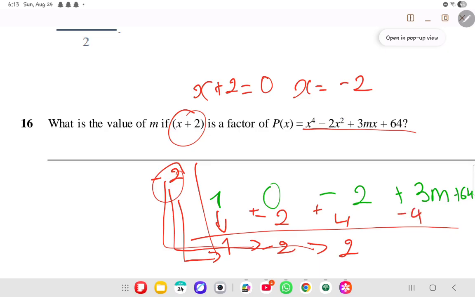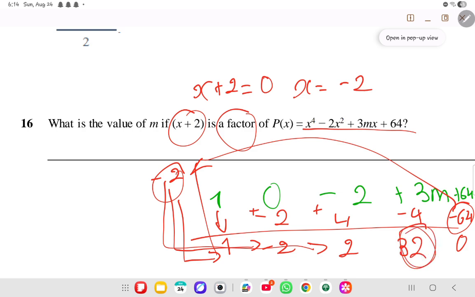Now we stop here. Because they want it to be a factor, that means the last value should be 0. In order for this to be 0, this needs to be what? This needs to be minus 64. And how is this minus 64? You need to divide it by minus 2 first of all. Minus 64 divided by minus 2 is 32. Now you have this value over here, right? And we stop, right? So again, in order for this to be a factor, the last digit should be 0. So in order for it to be 0, this needs to be minus 64.